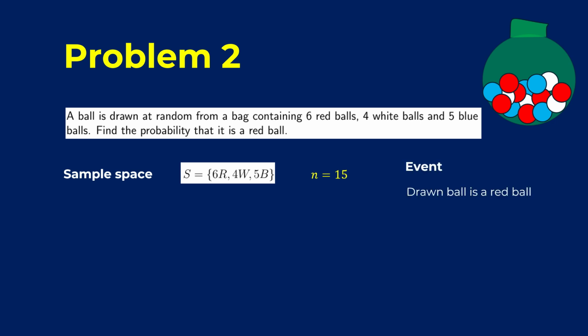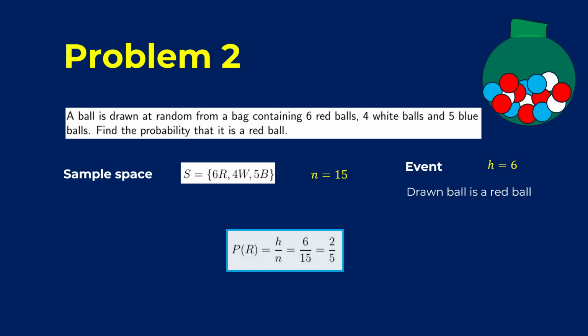Now there are 6 red balls in the bag and we can pick any of these 6 balls. So there are 6 possibilities of picking a red ball from the bag. Then the probability that the drawn ball is a red ball is h by n, which is equal to 2 by 5.